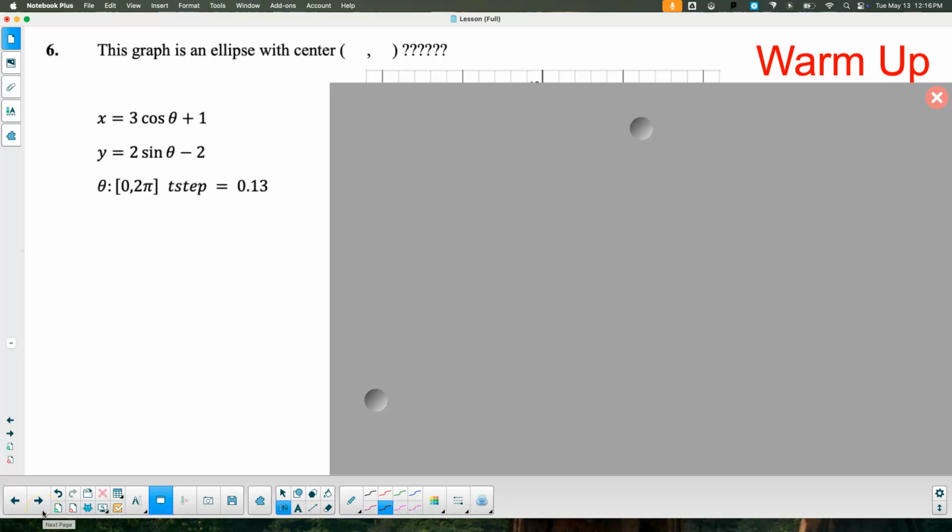We'll start with this one. Number 6, we'll start that as a warm-up. If you graph this, please, on your graphing calculator. Couple of things before we even go to the graph.